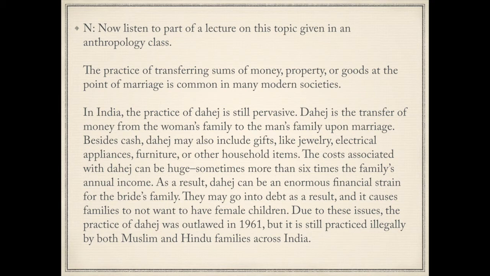Okay, so of course the key word here is dahej, right? D-A-H-E-J. Even if you're listening to this, when you can't spell it correctly, still you should recognize what it means and the context in which it is practiced. And also relate it immediately to what we had in the reading. So it's a special kind of dowry practiced in India by Muslim and Hindu families that causes enormous financial strain. So make sure you get that detail correct.